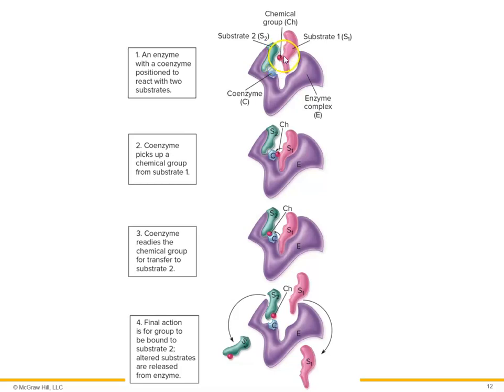And substrate 1 has a chemical group on it. So when the substrates bind to the active site, the coenzyme is going to fit right into that chemical group just so, and it's going to help transfer that chemical group from the first substrate to the second substrate. When that happens, the enzyme undergoes a shape change, and it releases the products, which now we can see: substrate 1 without the chemical group and substrate 2 with the chemical group.